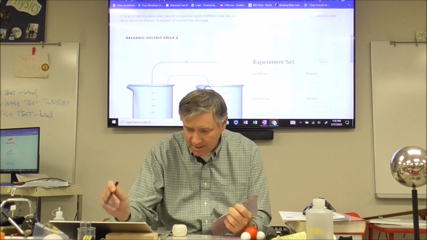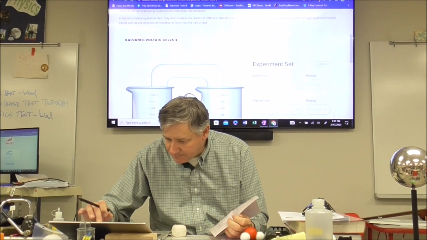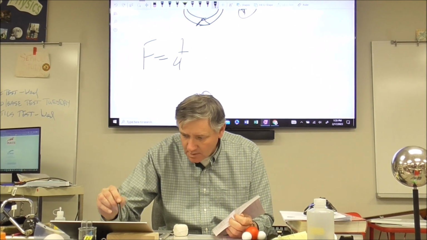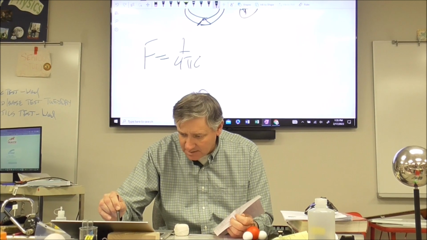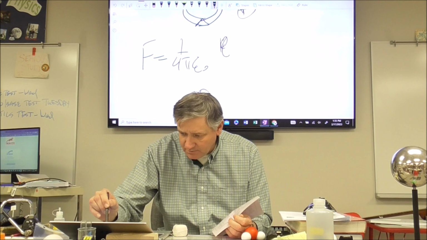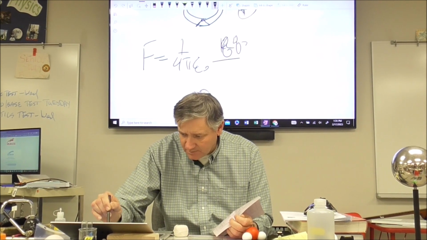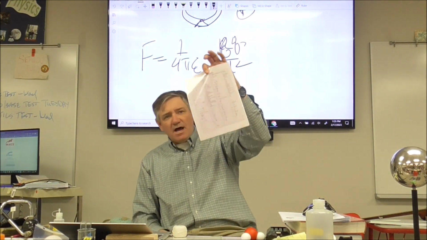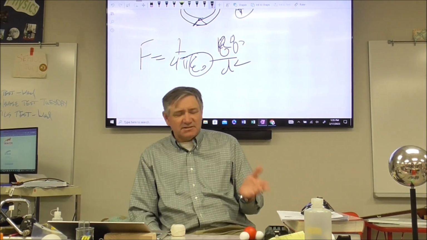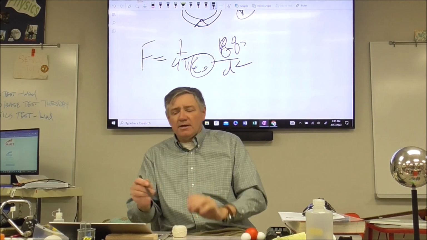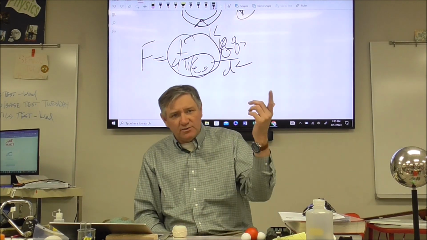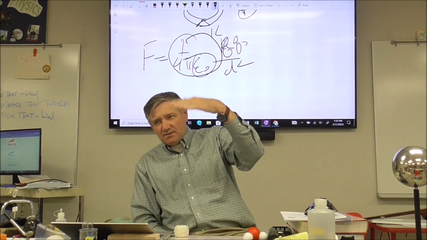1 over 4 pi epsilon naught, times Q1, Q2 over D squared. This is what's on your actual sheet. This epsilon naught is what's known as the permittivity constant. Don't worry about it, it's just a number for now. When you simplify it, it just becomes that value of K, which is 9 times 10 to the 9th.